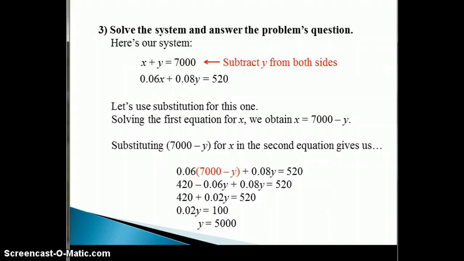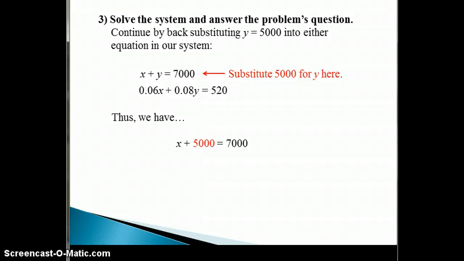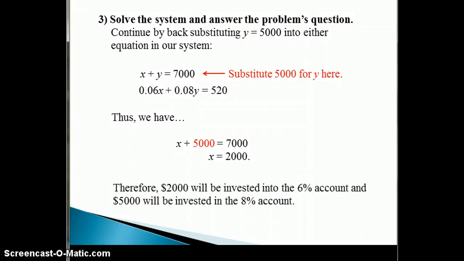Now we need to find x. So we can substitute 5,000 in for y in the first equation to find x. Thus we have x plus 5,000 equals 7,000, and solving for x we get 2,000. Therefore, $2,000 will be invested into the 6% account and $5,000 will be invested in the 8% account.